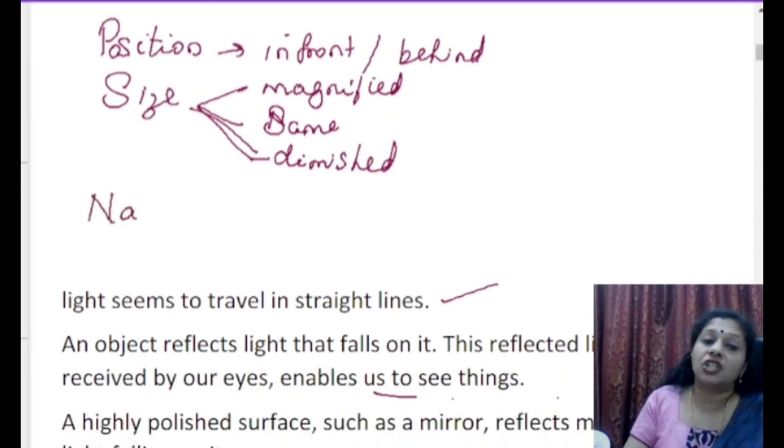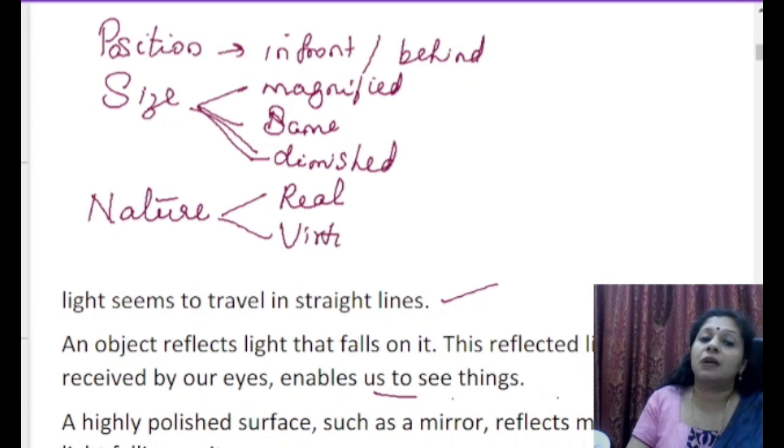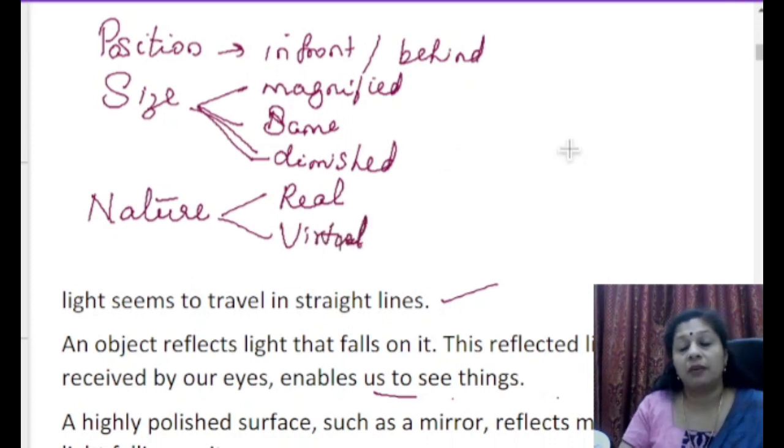Next is the nature of the image. The image can be a real image or a virtual image. You have to remember that there are two types of images formed: real image and virtual image. Now we will discuss the differences between real and virtual images.